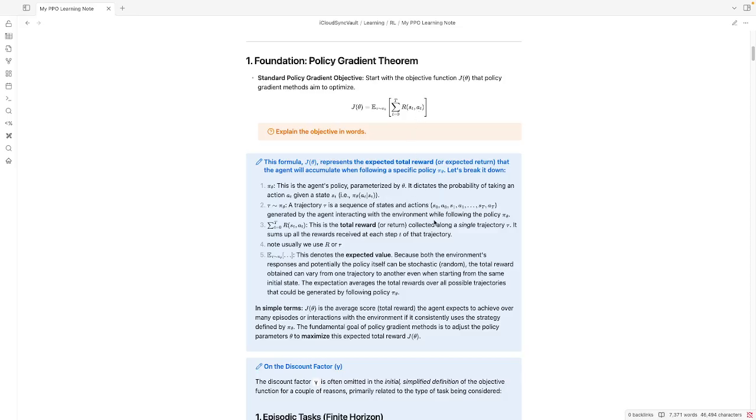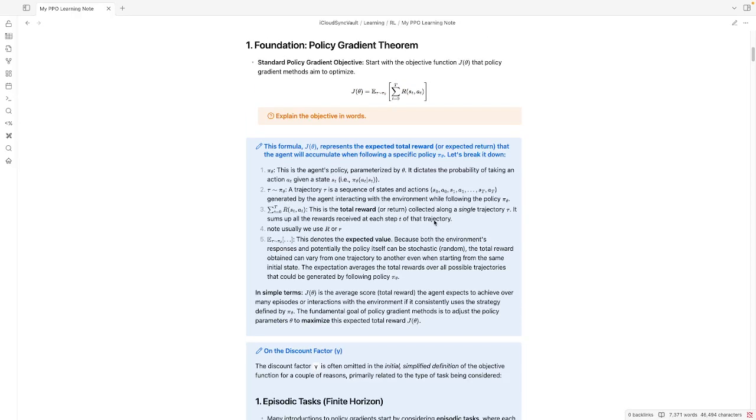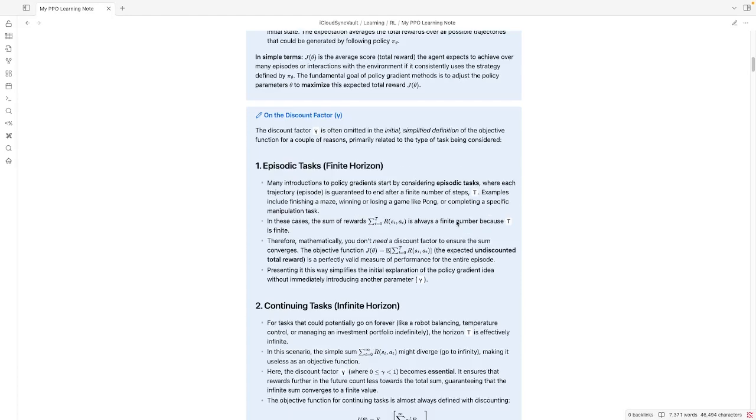Ideally, we also want a discount factor for an infinite trajectory, but for this one, we want a finite trajectory, so we just need the summation.